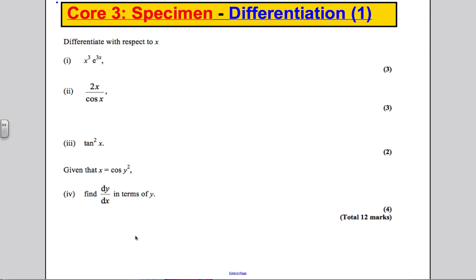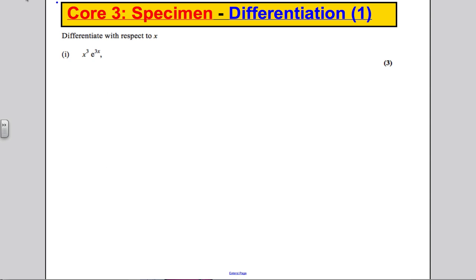Okay, this was a question from the Specimen paper and it asked you to differentiate various things. Let's start with each part. Differentiate with respect to x. I would always, obviously, just call the function something like y. Y is x cubed e to the power of 3x. You should spot straight away that this is a product, u times v. Okay, and you should realise straight away that's your u, that's your v, and you should use the product rule, which is not given to you in the exam, and dy by dx is uv dash plus vu dash.